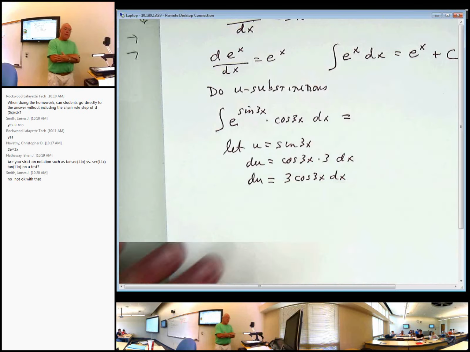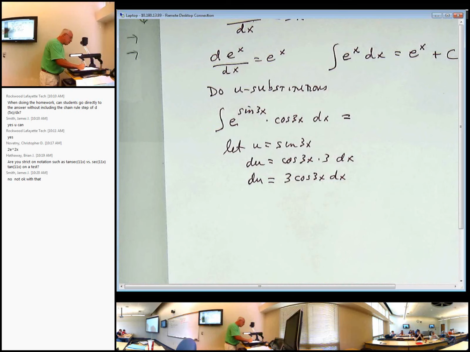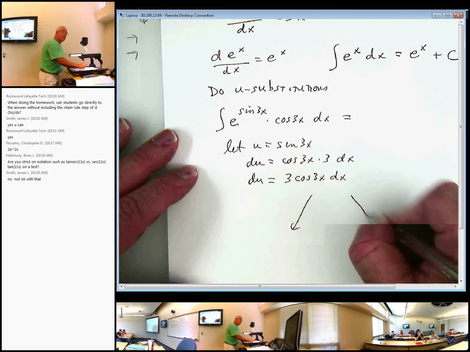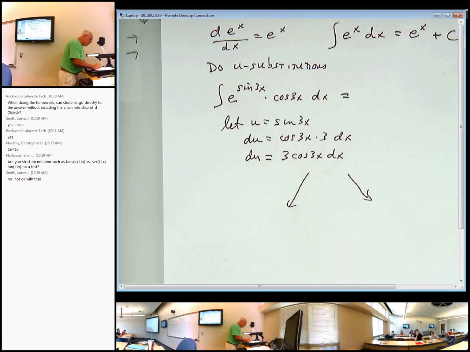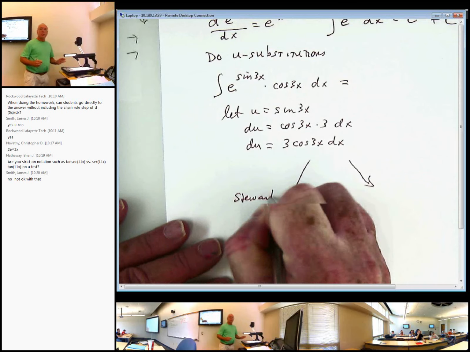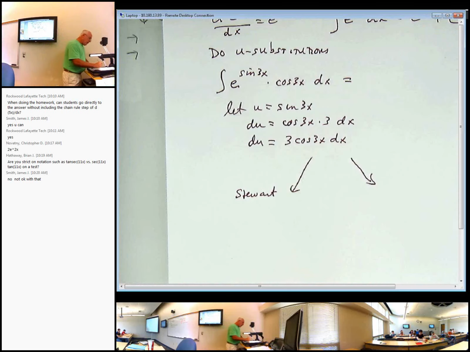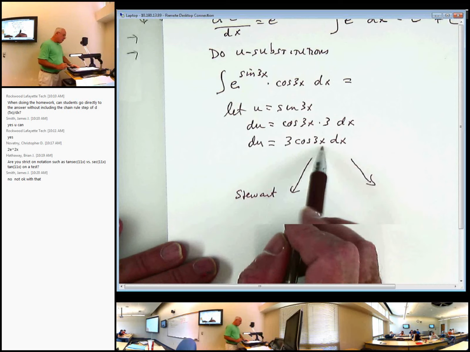Now, I don't care which way you do this, and I'm going to point arrows in two directions here because this came up in the last class. The way that Stewart does the substitutions is the way that I'm going to be doing the substitutions. This is Stewart, and that's the way that you're going to see me doing it. So we know that du is equal to 3 cosine of 3x.